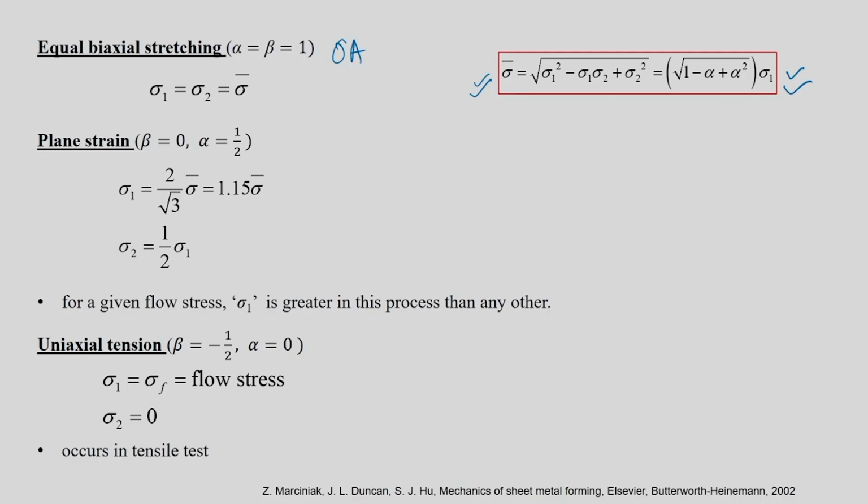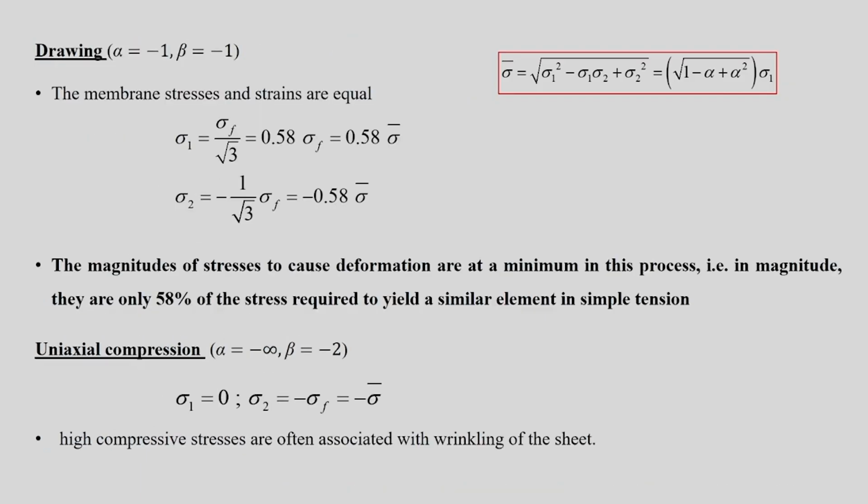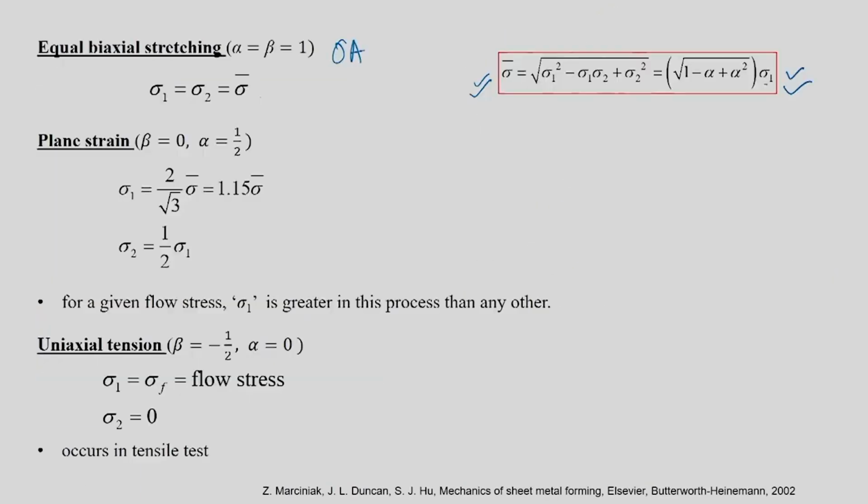And here, if you put alpha is equal to 1, you will see sigma bar is equal to sigma 1, which is nothing but sigma 2. Okay, so your effective stress is nothing but the principal stresses. And when you go to the next one, that is your OB.